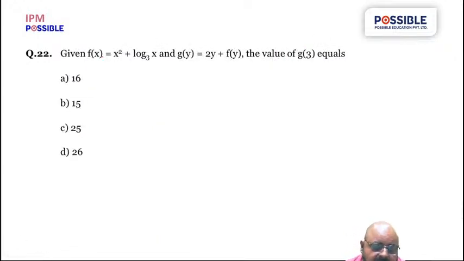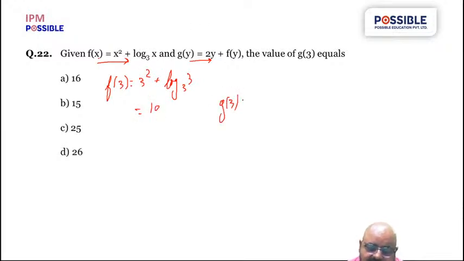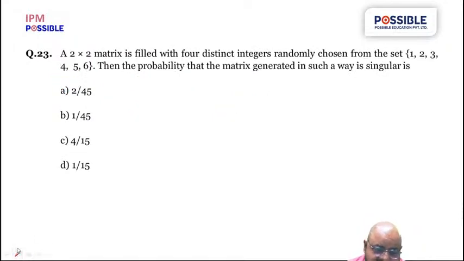22 then defines f(x), defines g(y). We have to find the value of g(3). Again, just put values and solve. So f(3) will be 3 square plus log of 3 to the base 3. This will come out to 9 plus 1, 10, and therefore g(3) will be nothing but 2 into 3 plus f(3). 2 into 3 will come out to 6. f(3) we've already calculated as 10, and therefore 16. Definitely a question that should have been attempted. Barely takes a couple of minutes to solve, and it is done.